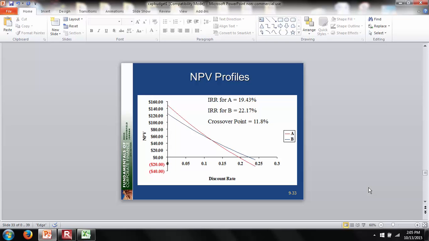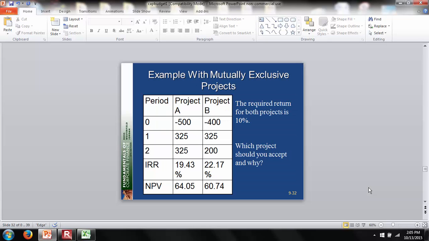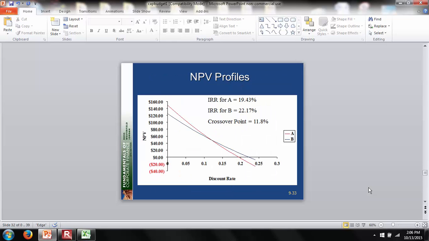And the reason why the choice flips is because for project A, you are getting equal amounts, 325 and 325 in the first 2 years, while for project B, you are getting more money up front. You get 325 in the first year. So what we find is that at high interest rates, project B becomes more attractive, because you are getting more money up front, while at lower interest rates, project A might be more attractive.